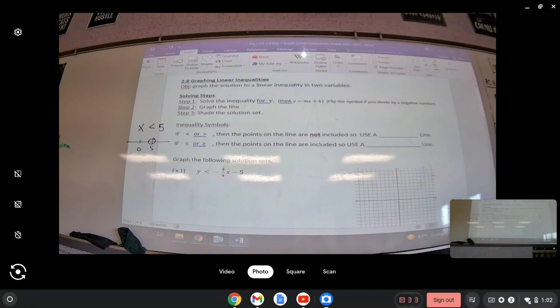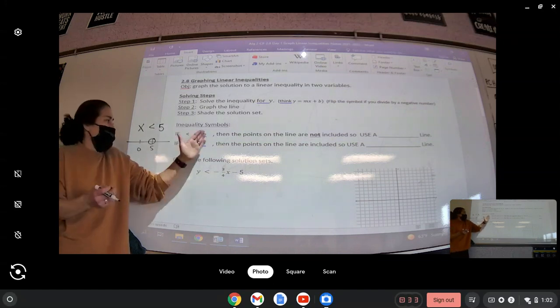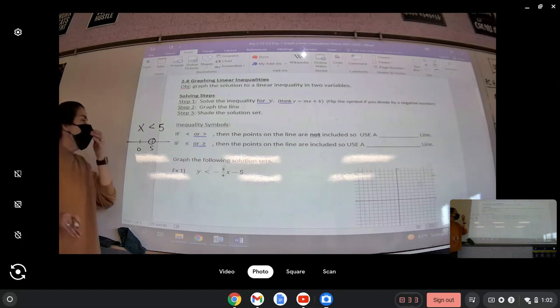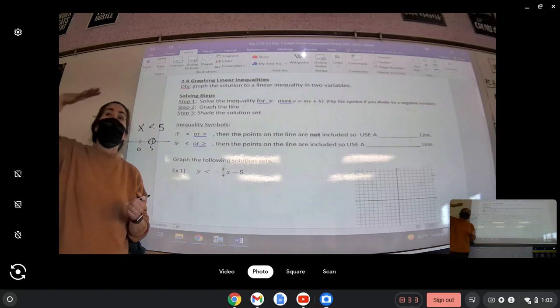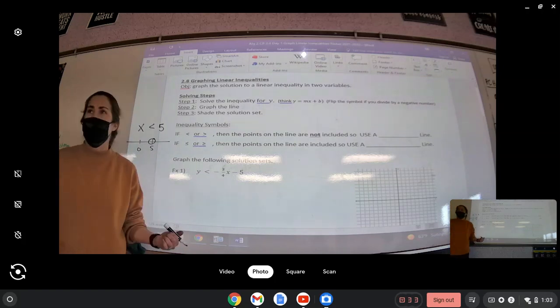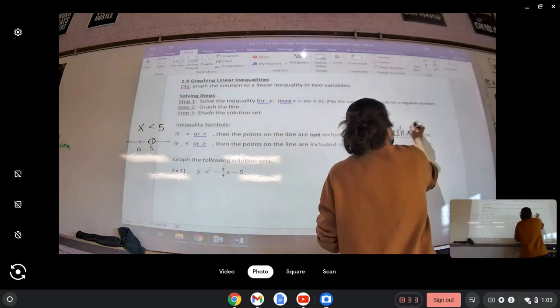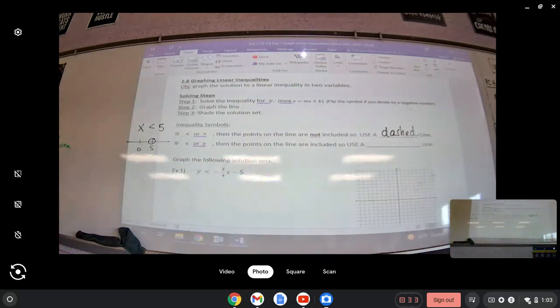Sometimes the points on the line are not going to be included as answers. It depends on the symbol. So if they say we only want the points that are less than or greater than the line, then that means the points on the line aren't answers. They're just the boundary. It's the equivalent of having an open circle. So to show that the points on the line aren't included, you have to use a dashed or a dotted line. I don't know if this rings a bell, but you're going to use a dashed line. I call it dashed, you might call it dotted, all right?